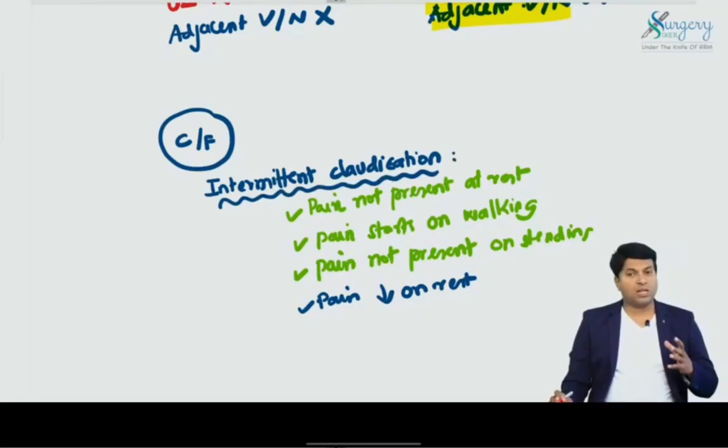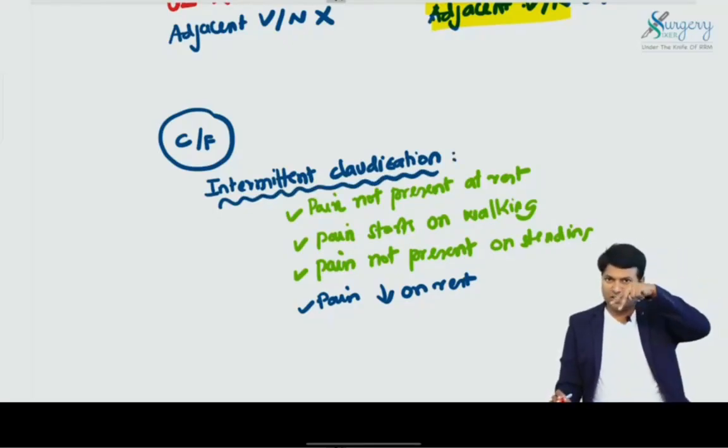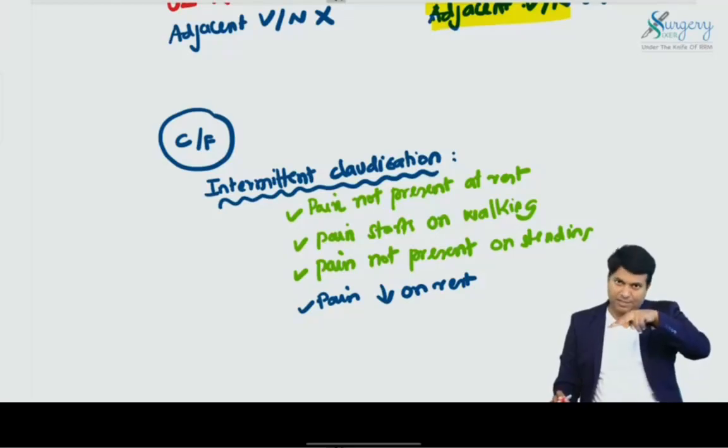So pain is not present at rest. Patient is having rest, not having pain. Once he starts to walk, pain happens, and as he takes rest, pain disappears. So this is classical claudication pain.